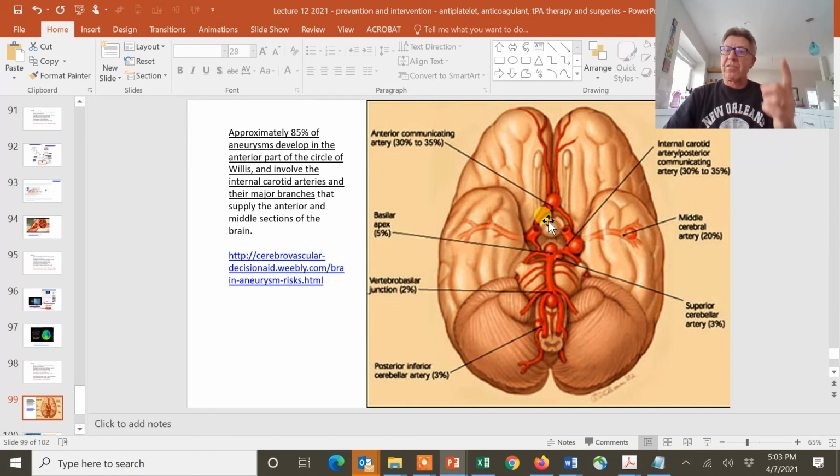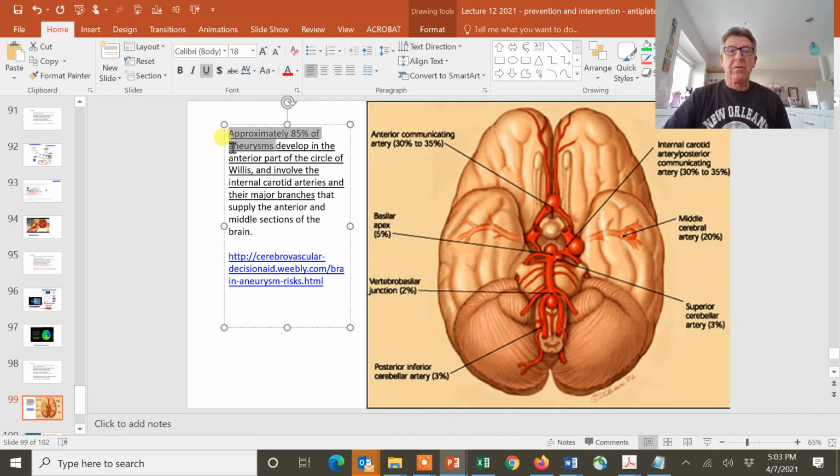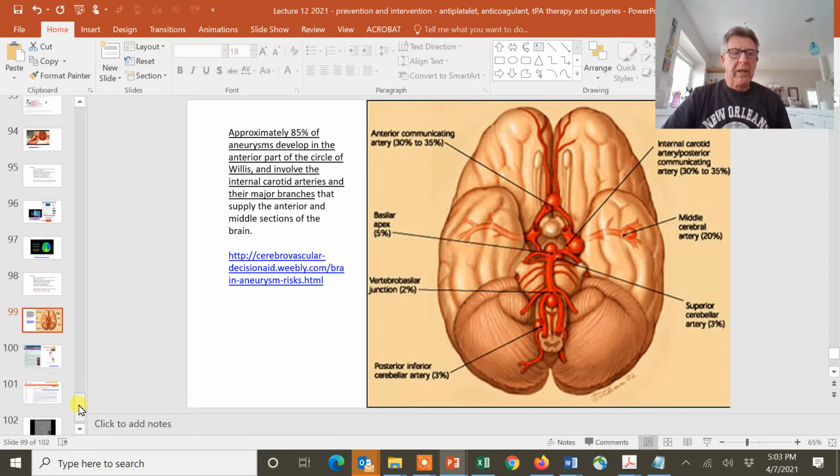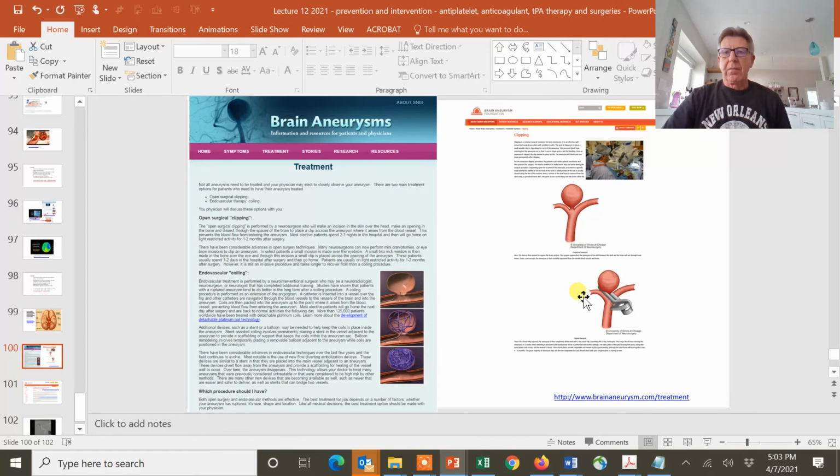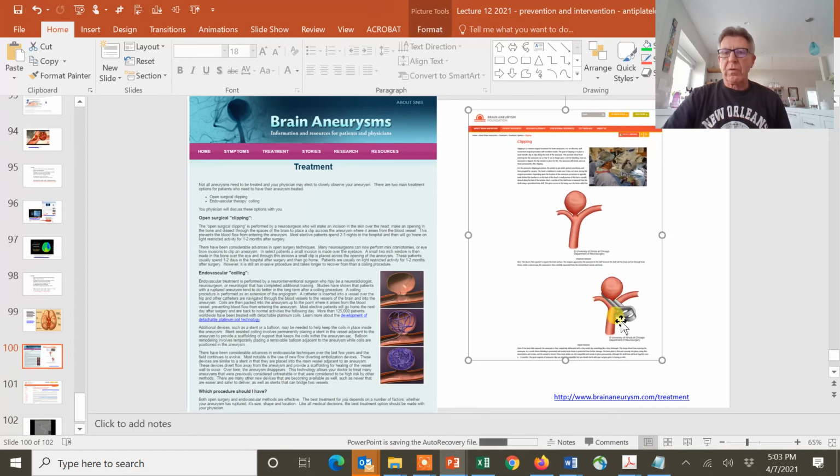We call them the silent killers, okay? We see that right here it says approximately 85% of the aneurysms develop in this part right here of the circle of Willis, okay? All right. So what are we going to do for that aneurysm, okay? Back in the day, you would actually go in there and stick a clip in there and leave the clip in the brain, okay?